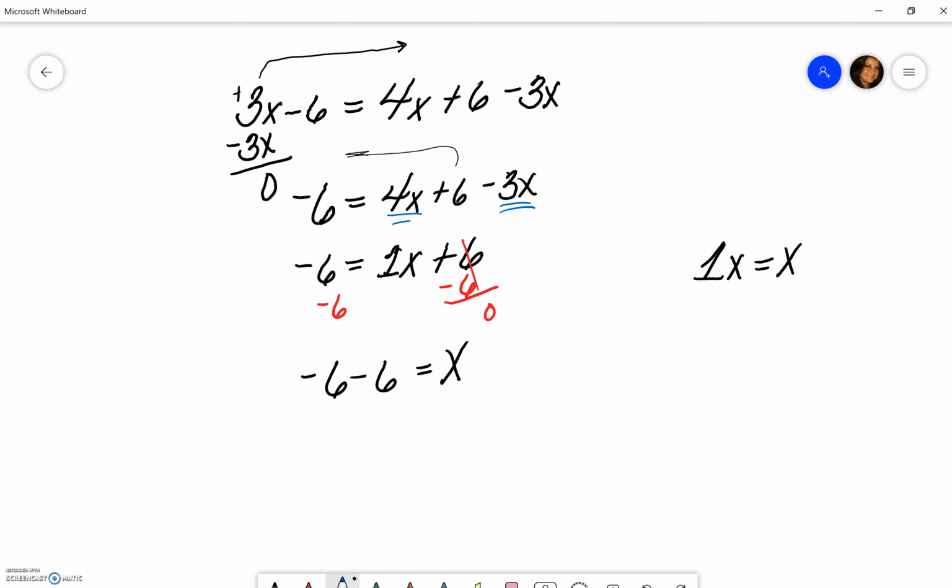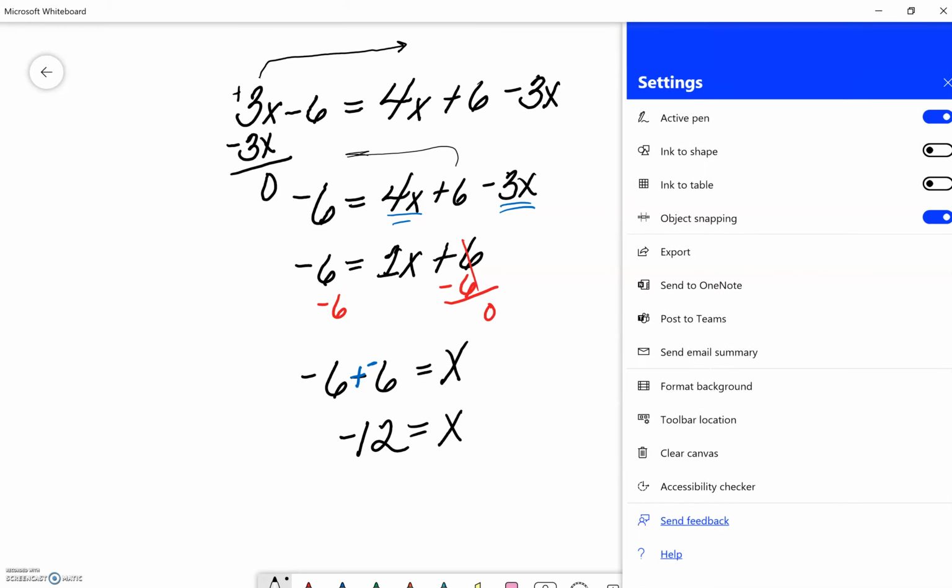So now we convert this to a plus sign, make that sign the opposite. So we can see that we're going to add them and keep the sign, so we have a negative 12 equals x. All right, let's try another one.